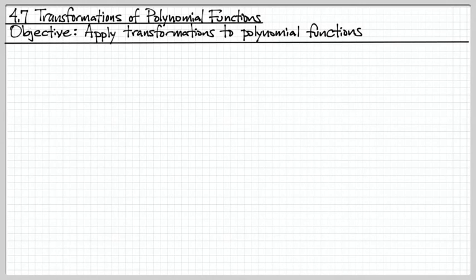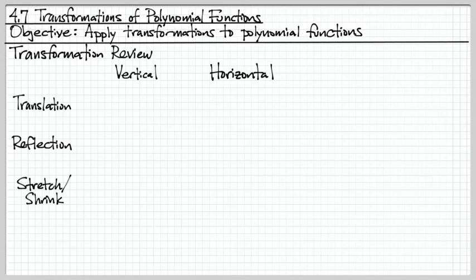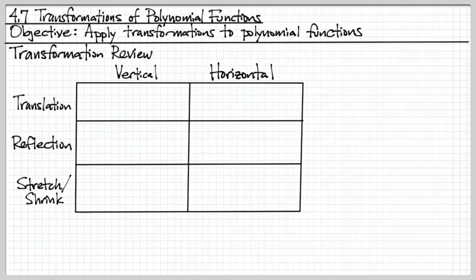Okay, class, in this lesson we're going to learn how to do transformations on polynomial functions. Actually, this lesson in some ways is a review of what we've already learned before. We're just going to be applying it toward polynomial functions. So as a review, we had three different types of transformations: translations, reflections, and stretches and shrinks. They could be done in a vertical manner or a horizontal manner.